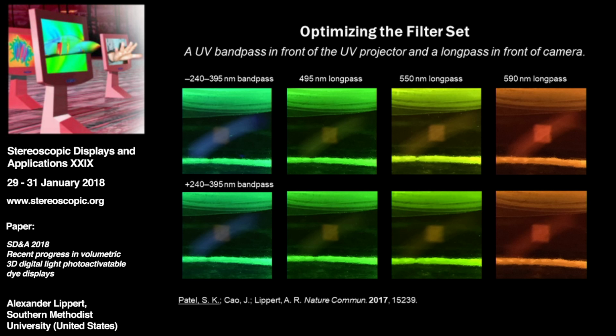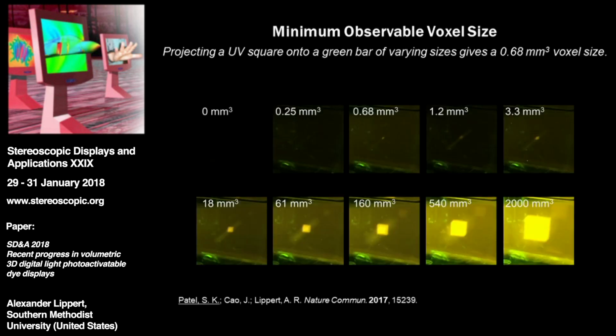And so we looked at various filters to get rid of some of this blue background light. At the top, we don't have any UV bandpass filter. At the bottom, we add a UV bandpass filter, and we reduce some of this blue light background. Then when we look at various long-pass filters, we find that the 550 nanometer long-pass filter sort of has the best contrast. So with that filter set, we did some preliminary characterization of the display.